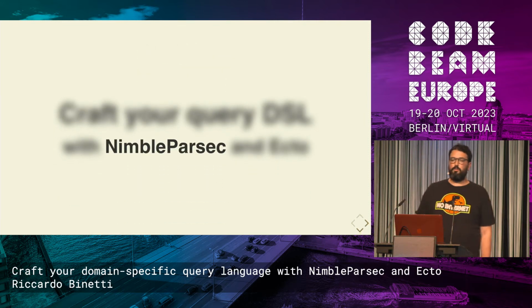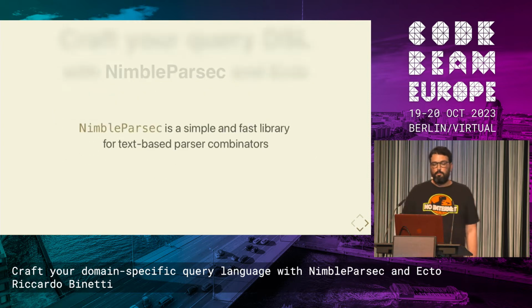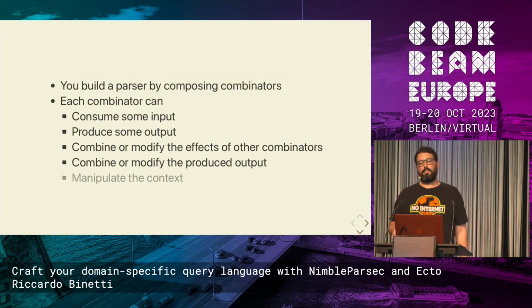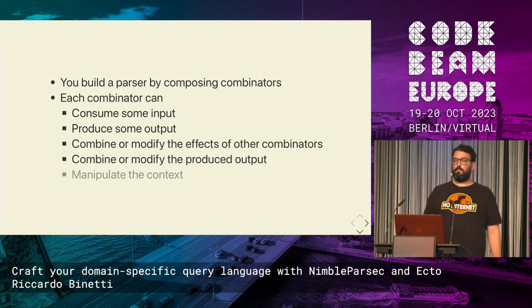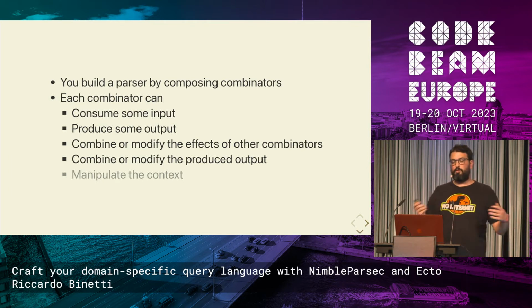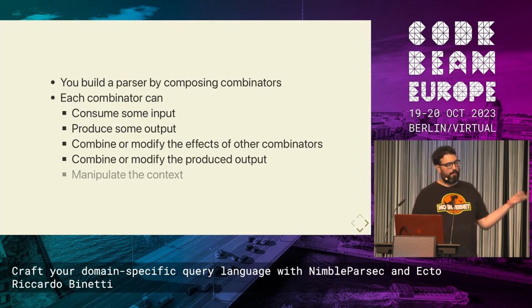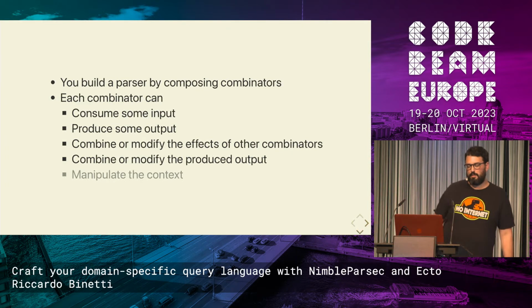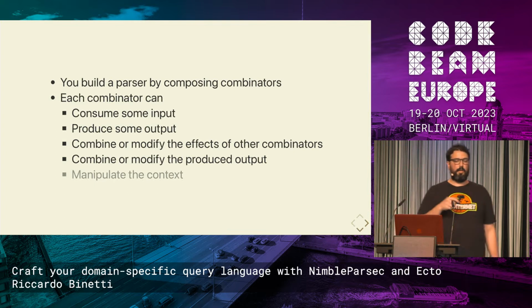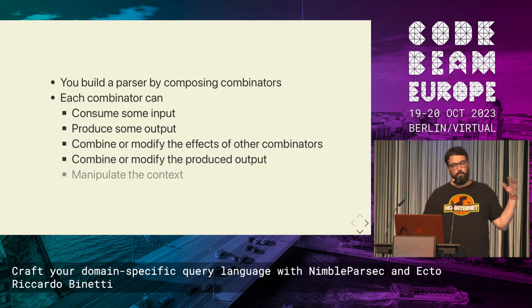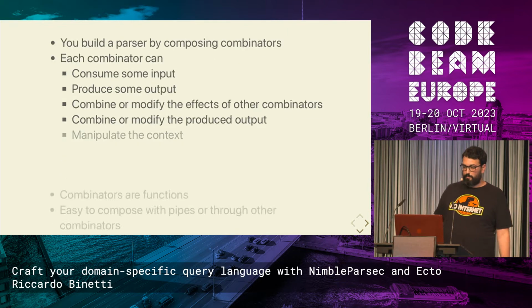To do that, we're going to use NimbleParsec. NimbleParsec is a simple and fast library for text-based parser combinators. With NimbleParsec, you build a parser by composing combinators. Each combinator can consume some input, produce some output, combine or modify the effects of other combinators, and combine or modify the produced output. It can also do a combination of those things. It can also do other things like manipulating the context, which is an internal state of the parser, but we're not going to use that for our example today.